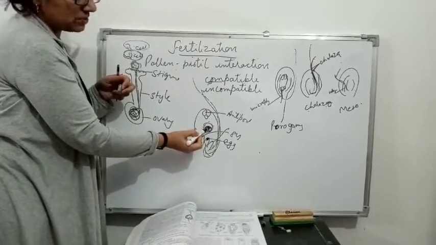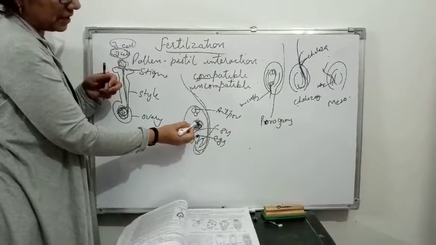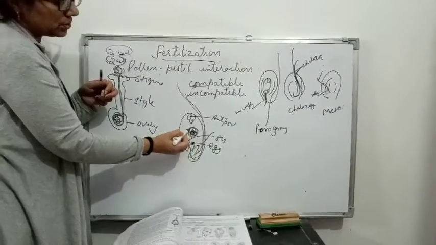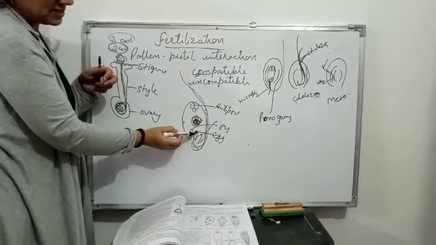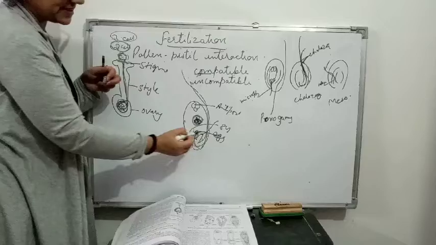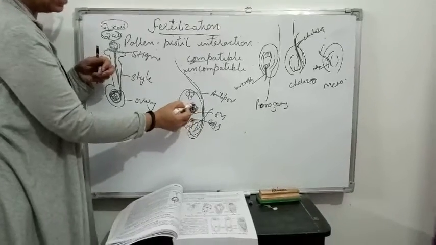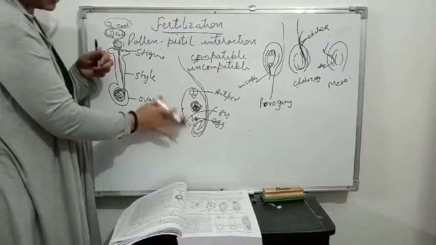So triple fusion means here there are already two polar nuclei, and one male gamete comes and fuses with them, so these become three here. That is why it is called triple fusion. And double fertilization means one male gamete is fertilizing with the egg cell and the second is fertilizing with the polar nuclei. Got it? So this is double fertilization and this is triple fusion.